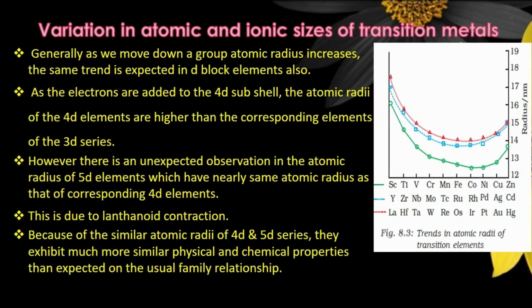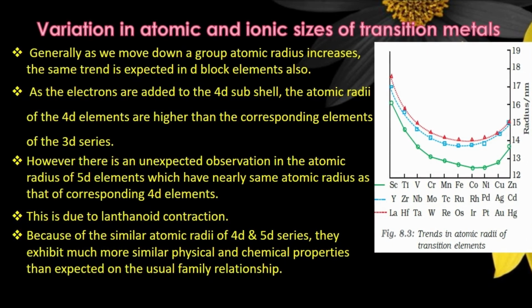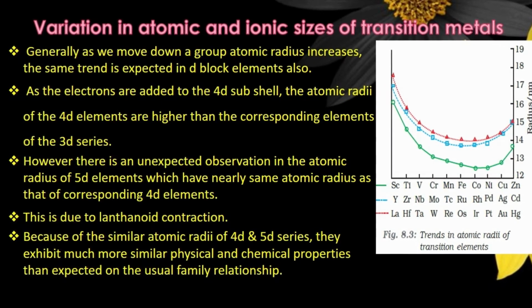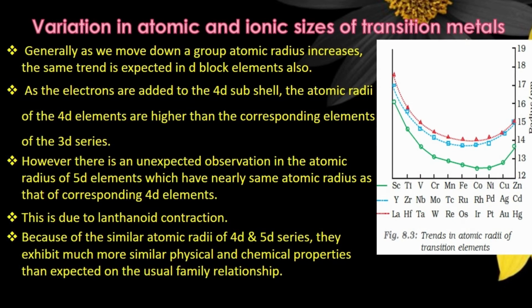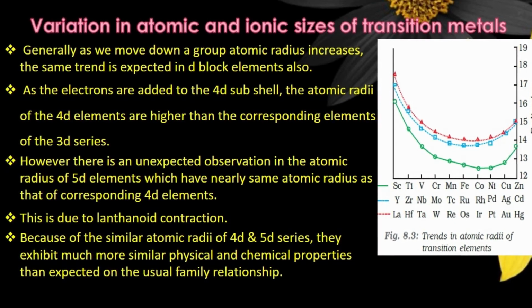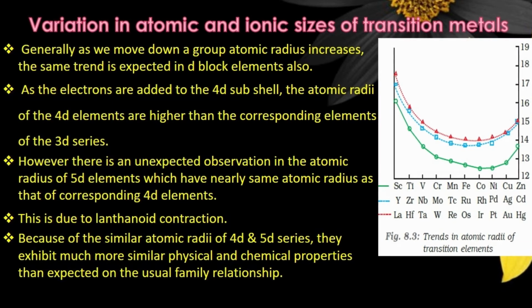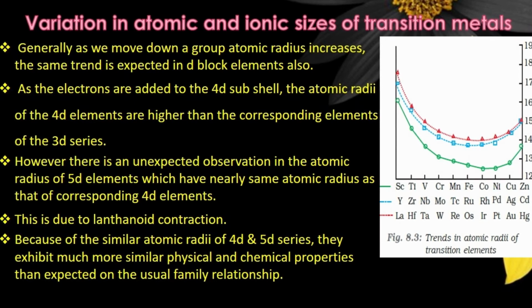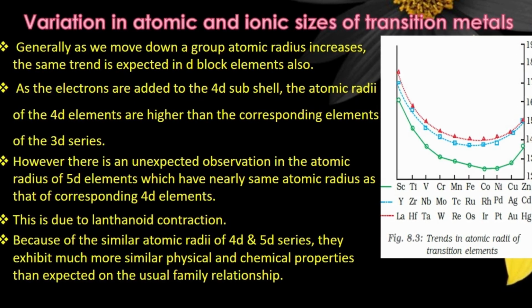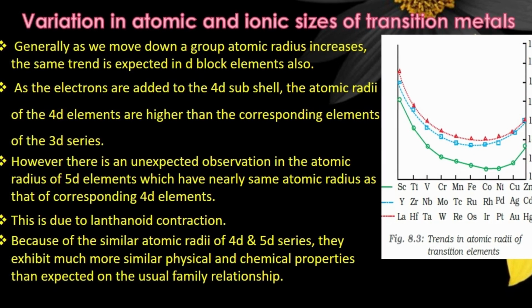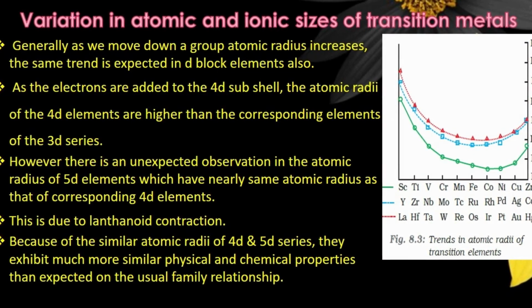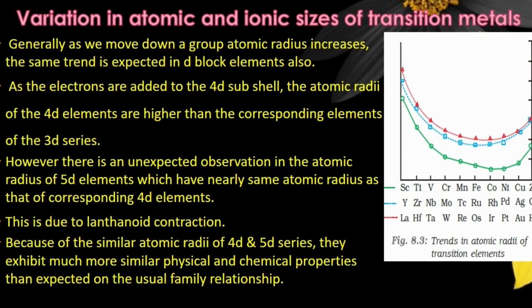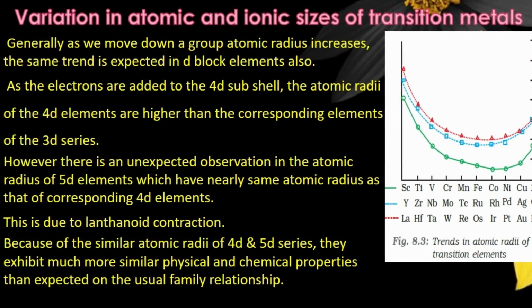Now let's discuss about atomic and ionic radii down the transition series. As expected, when we move down the transition series, atomic and ionic size increases. But there is an unexpected observation, that is, atomic radii of 4D and 5D series remains similar. This is due to lanthanoid contraction, which we will learn in the later part of this chapter.